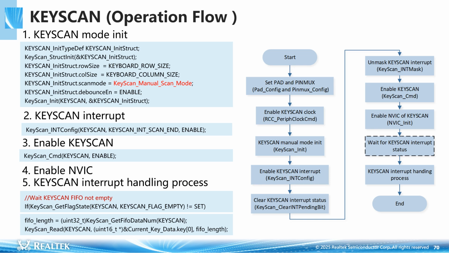Step 5. Select the scan mode and decide whether to enable debounce. Step 6. Enable the interrupt for scan completion. Step 7. When a key press is detected, an interrupt is triggered, and the system enters the interrupt handler. In the interrupt handler, the data for the pressed key can be received.